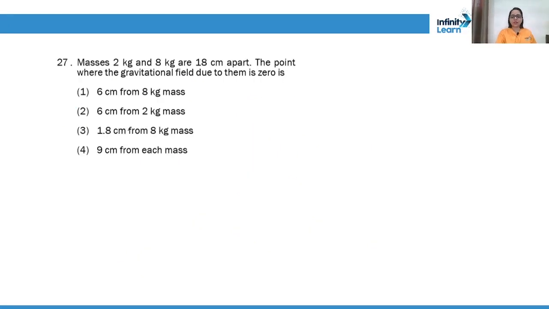Question number 27. Masses 2 kg and 8 kg are 18 centimeter apart. The point where the gravitational field due to them is 0 is, let's say that point is over here at a distance x, right? So the gravitational field at this point should be 0. That means the gravitational field intensity due to 2 kg should cancel the gravitational field intensity due to 8 kg. So this remaining distance will be 18 minus x.